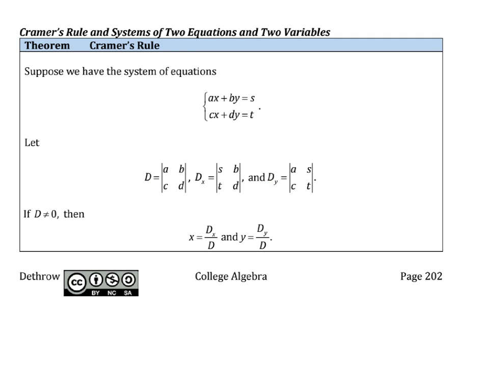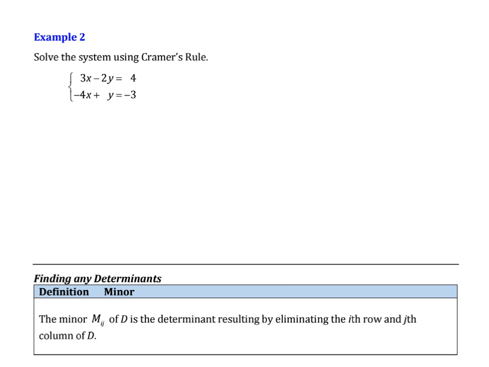Let's see an example. So here we have a system of 2 equations, and we're told to use Cramer's rule. So let's find D. D is the determinant based upon the coefficients. So we'll go down and then up. So we get 3 minus 8, which is negative 5.